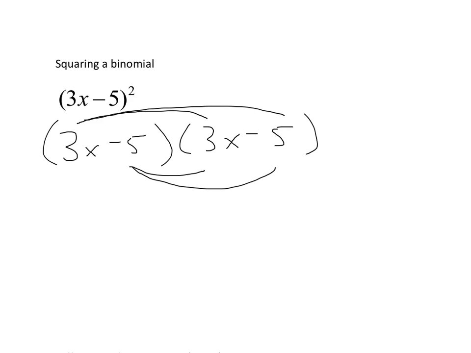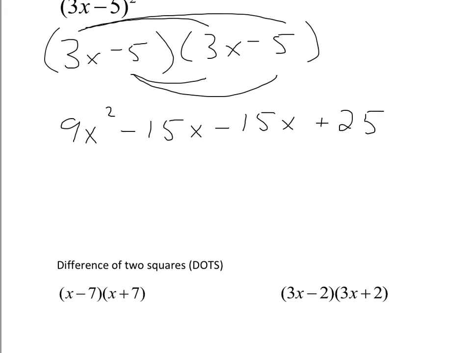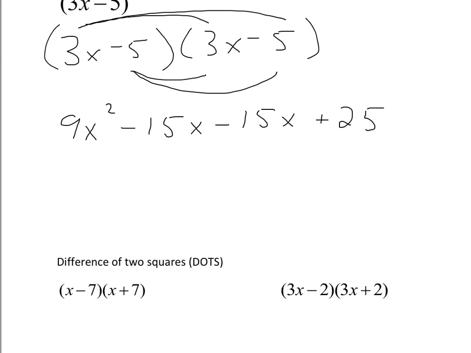So 3x times 3x is 9x squared. 3x times negative 5 is minus 15x. Minus 5 times 3x, that's another minus 15x. And then minus 5 times minus 5 is plus 25. So now let's combine like terms here. 15x, 15x, they're both negative, so that's going to turn into negative 30x. So I have 9x squared minus 30x plus 25.